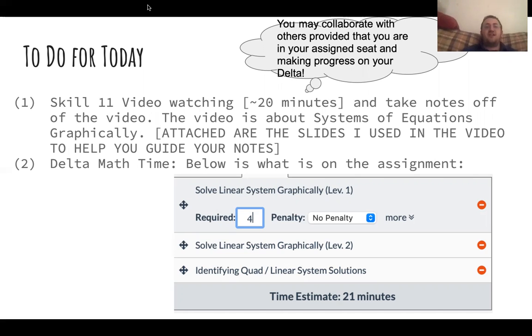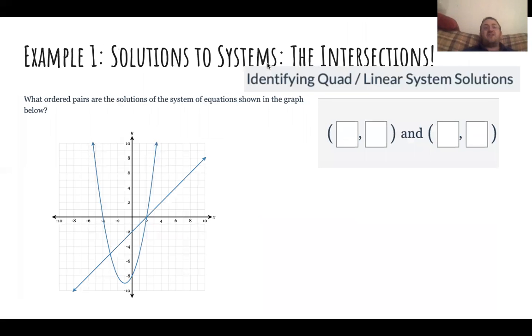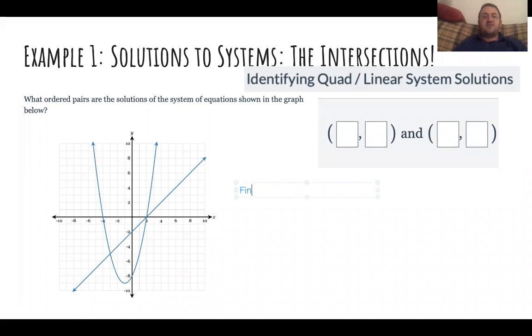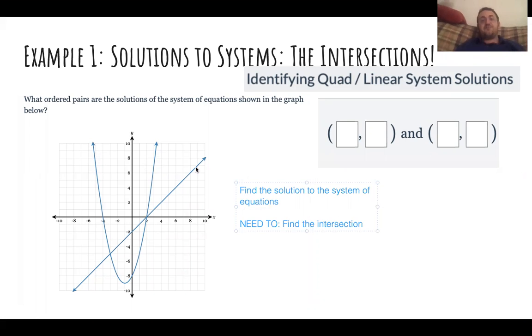So today's lesson is solving systems graphically. For a system of equations graphically, if we find the solution to a system of equations, we need to find the intersection. And notice that no matter if we have a linear function or a quadratic or any combination of those, the intersection is just where the functions meet. And we're just going to find the coordinates here.